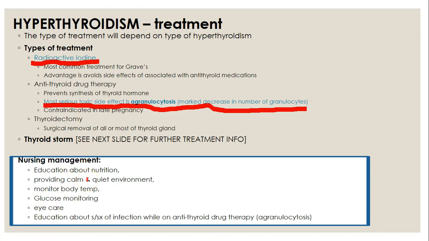When a patient has hyperthyroidism or is starting to have a thyroid storm, you typically want to provide a calm and quiet environment for them, monitor their body temp, glucose monitoring, and eye care, especially if somebody's in late stages and they're having the bulging eyes. Also watch for signs and symptoms of infection while on antithyroid drugs, in terms of the agranulocytosis.